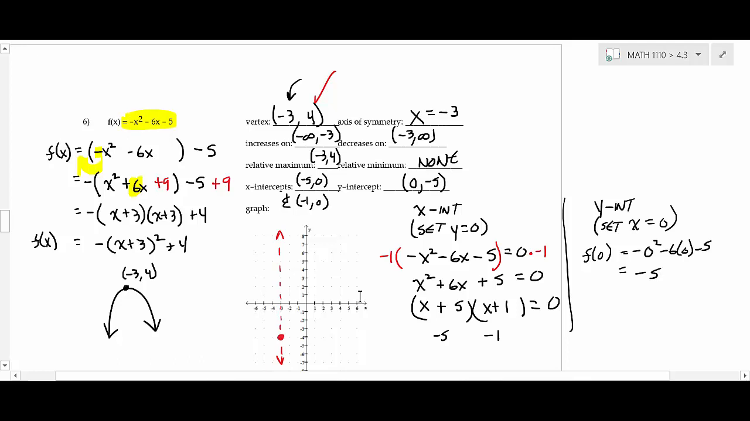Okay, I keep doing that, that's like the third time I've done that. I can't plot points today for some reason. Okay, so let me fix that. That's -3, 4, so we're going to go left 3, up 4 like that.